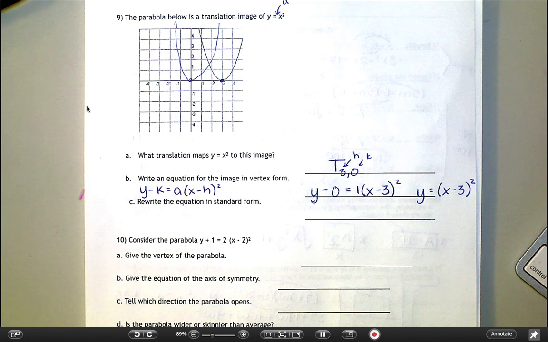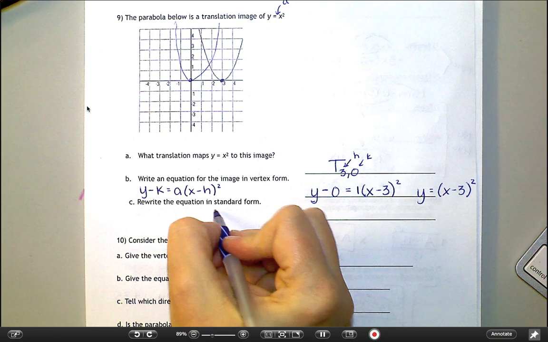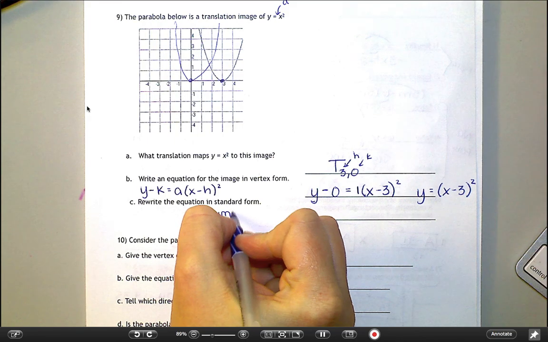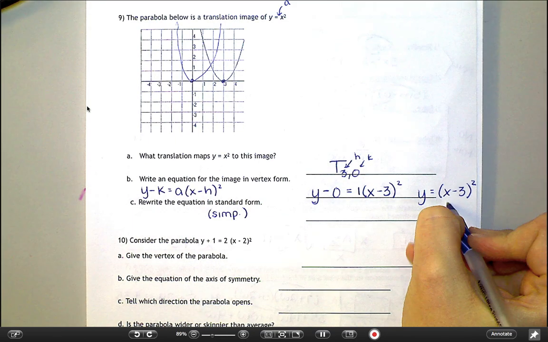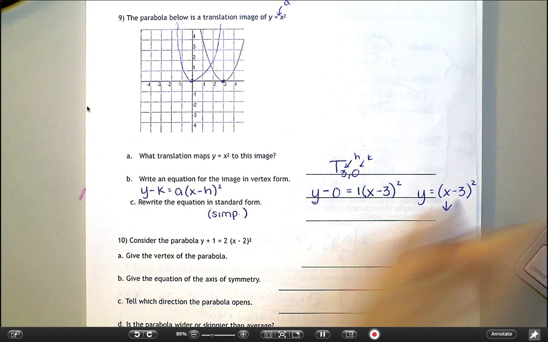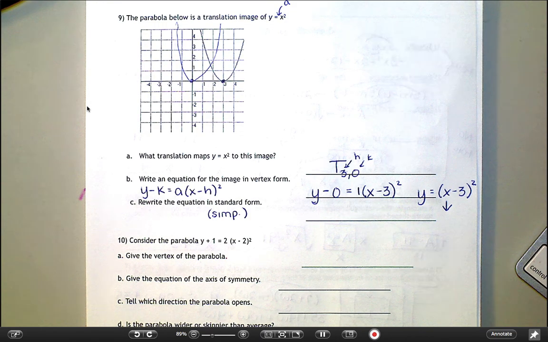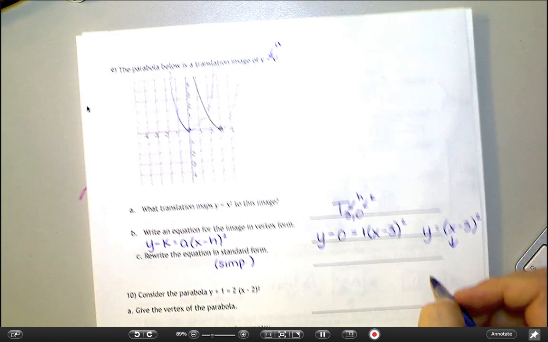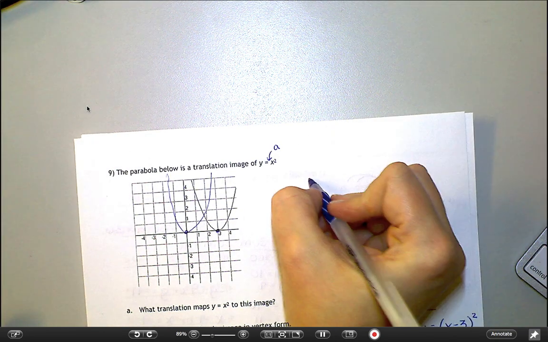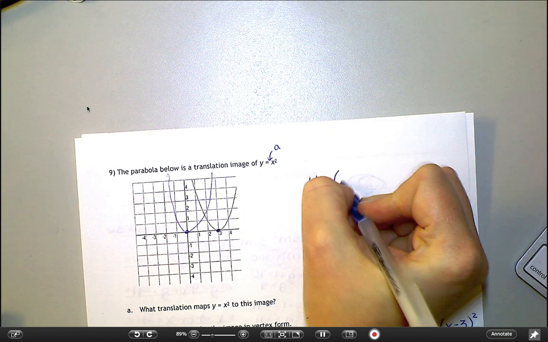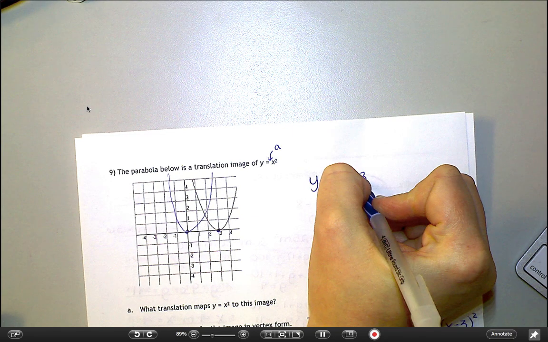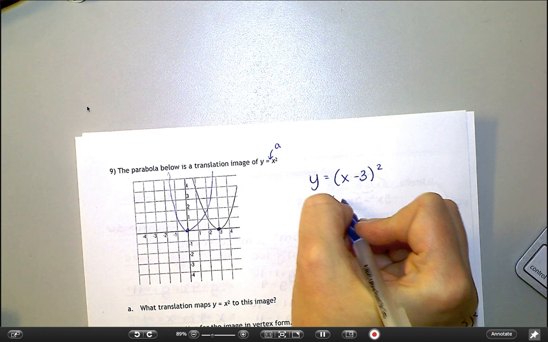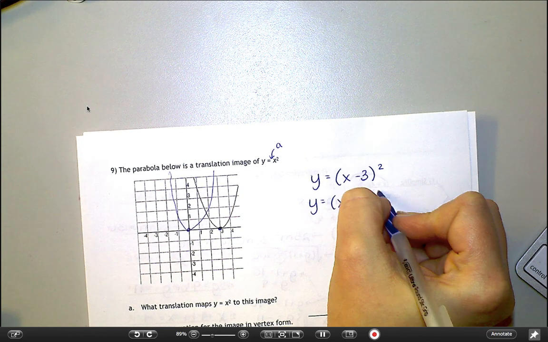So then in part C, when it says rewrite in standard form, that really just means to simplify. That was the new stuff we did in class today. And so I just want to take this and simplify it as much as I can. So the first thing I would do is FOIL out the (x minus 3). I'm going to have to find some space. I guess I'll go up here. y equals (x minus 3) squared. So I would go (x minus 3) times (x minus 3).